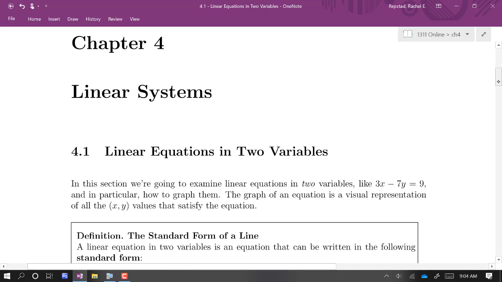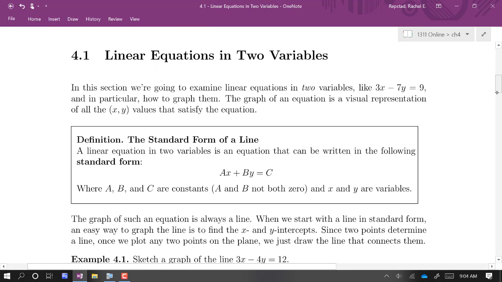It's linear because we don't have something like x squared or the square root of y or x over y or x times y. The variables appear as just a constant times a variable to the first power, a constant times a variable to the first power, and we're adding or subtracting those. And then there might be a constant term also. So that's what a linear equation in two variables looks like.